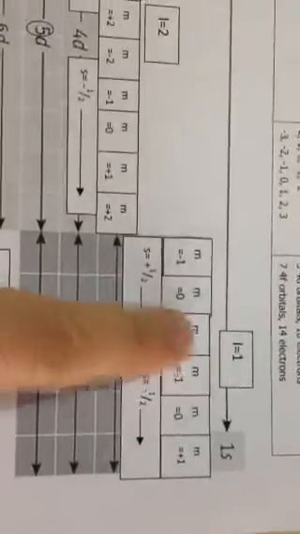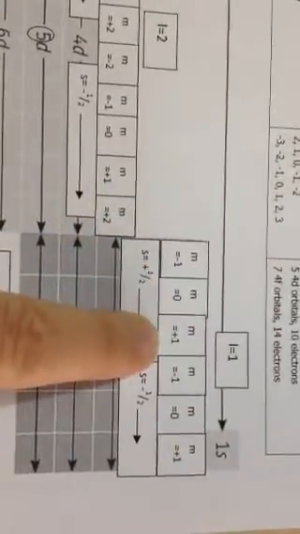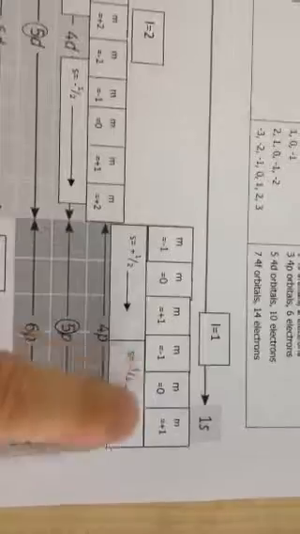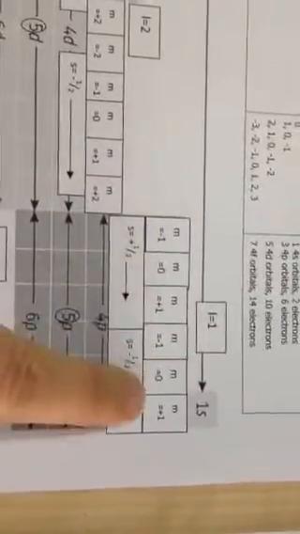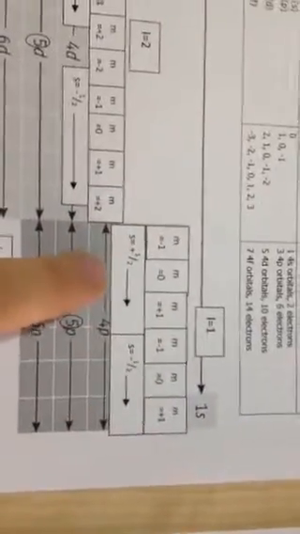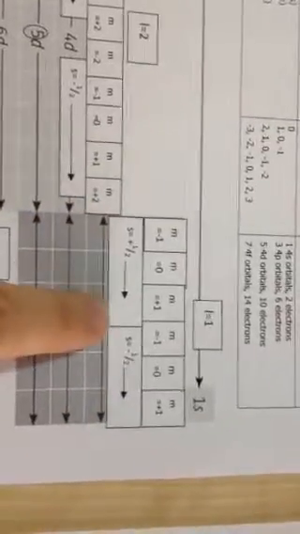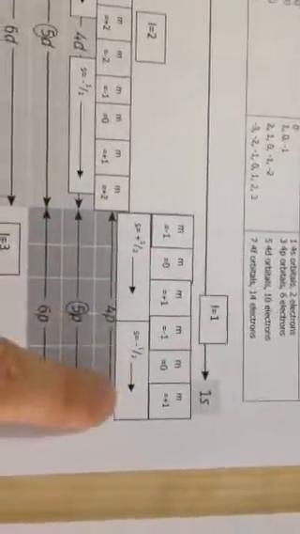When L equals 1, M can be -1, 0, or +1. So how do we distinguish between these negative ones, these zeros, and these plus ones? We do it using the spin. The first three have a positive spin, the second three have a negative spin.